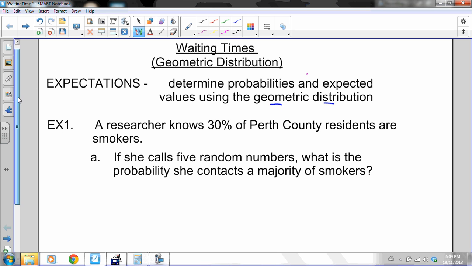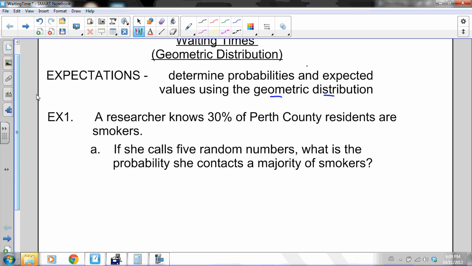An example: a researcher knows 30% of Perth County residents are smokers. And that's fairly accurate. Actually, this is slightly old data, but that's a fairly accurate number and fairly recent. If she calls 5 random numbers, what's the probability she contacts a majority of smokers? A majority of smokers. So 5 numbers, that means she wants to contact 3, 4, or all 5 smokers. And this is just binomial, isn't it?